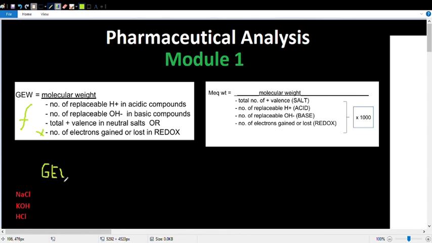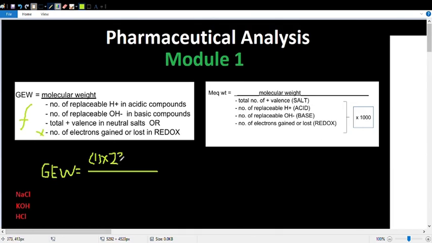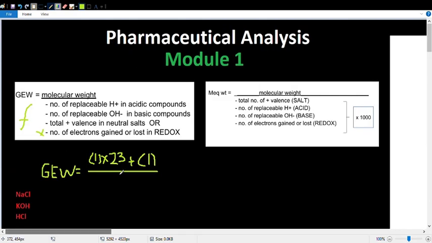In order to find the gram equivalent weight, we write the formula. Gram equivalent weight is equal to molecular weight. To find the molecular weight of sodium chloride, we take the molecular weight of sodium, but before that, we count how many atoms there are. We have only 1 atom, so we write 1 in parentheses, times the molecular weight of sodium, which is approximately 23. Then plus the chloride: 1 atom only, with a molecular weight of approximately 35.